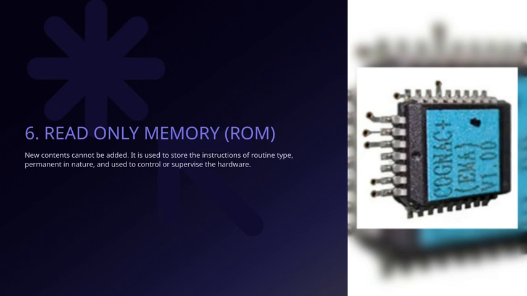Let's talk about read-only memory, or ROM for short. As the name suggests, ROM is a type of memory where new content cannot be added once it's written. It's essentially permanent. This makes ROM ideal for storing instructions that need to stay constant over time. These instructions are typically routine or basic functions that the hardware needs to operate smoothly. Because they don't change, ROM helps in controlling and supervising the hardware effectively. So, in the broader context of computer architecture, ROM provides a stable foundation of essential instructions that the system relies on. It's a critical component for ensuring consistent and reliable operation of the device.